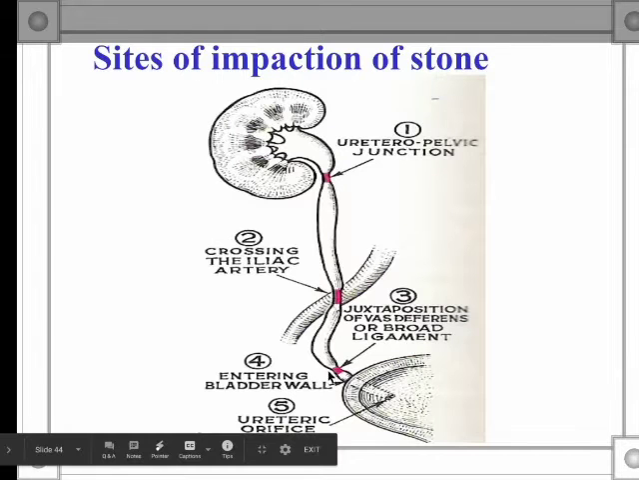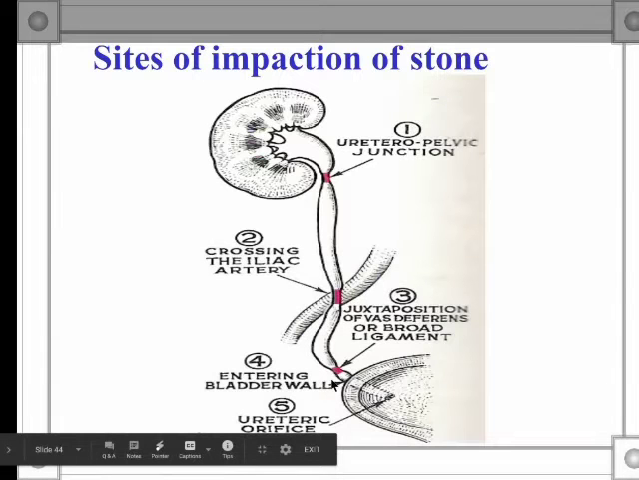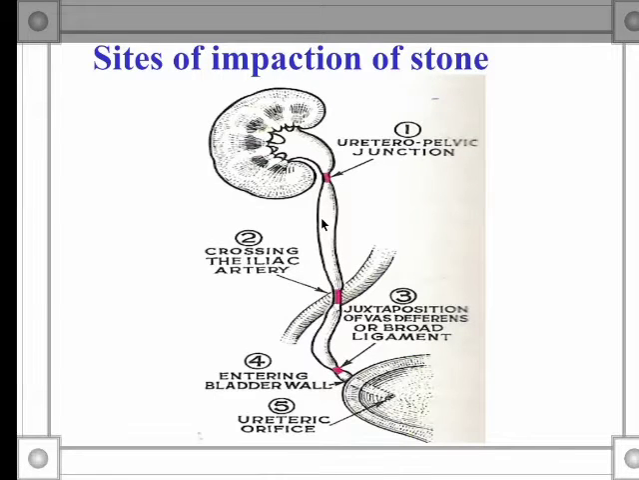Then when it is in relation to the vas deferens or the broad ligament. In females it is the broad ligament, in males it is the vas deferens. So this is the third constriction. And then at the place where this ureter enters the bladder wall, and when it opens in the urothelium as the ureteric orifice. So these are the 5 constrictions where these stones can get impacted.